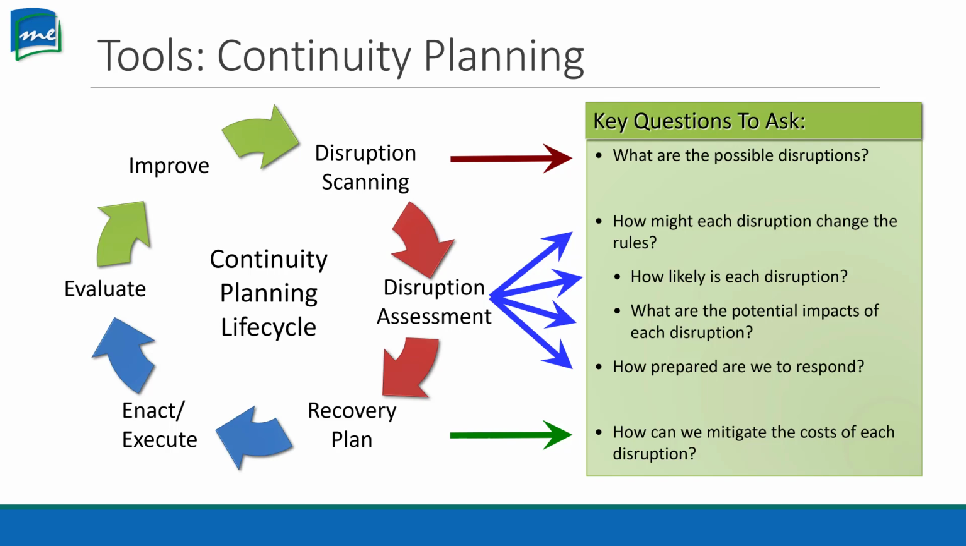And what are the potential impacts of each disruption? Well, if we have excessive snowfall in the winter, the impacts are we can't get trucks in, we can't get trucks out, employees can't get to the office. Or if employees are at the office, say we have multiple shifts, can they get home? All these kinds of things. What are we going to do?